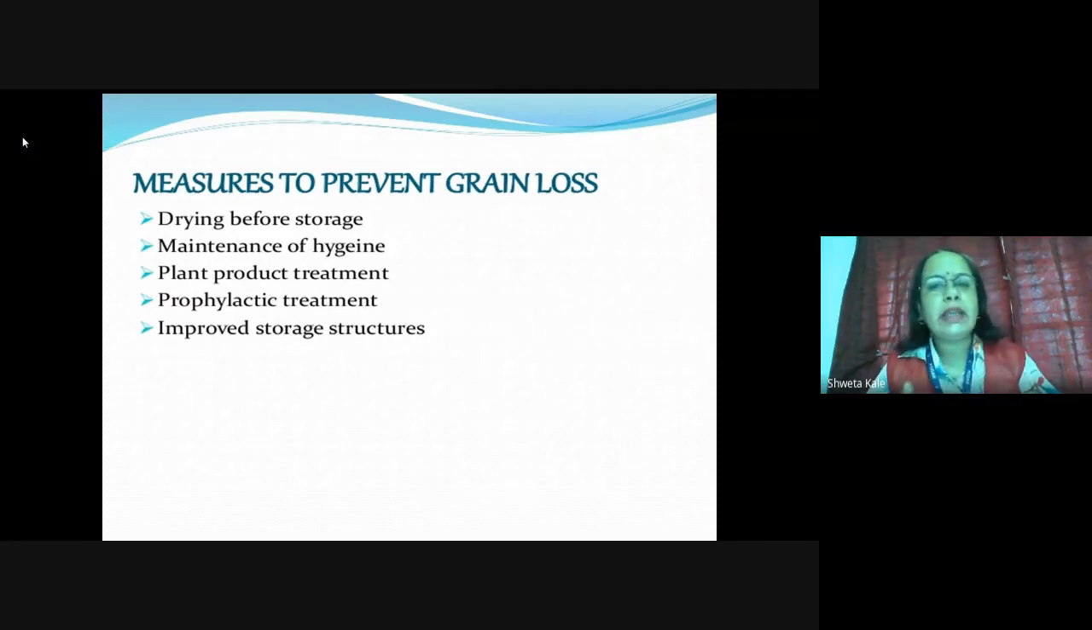Next one, the measures used to prevent the grain loss. How we can prevent the grain loss? Number one, drying before storage. This you might have observed in your home also. Whenever any grain comes in your home, the first thing we do generally in the summer season, the wheat is spread on the terrace. It is properly dried in the sun's heat, and then we preserve it. Maintenance of hygiene: wherever we are keeping the grain, it should be a hygienic place. It should be a safe place to store in.